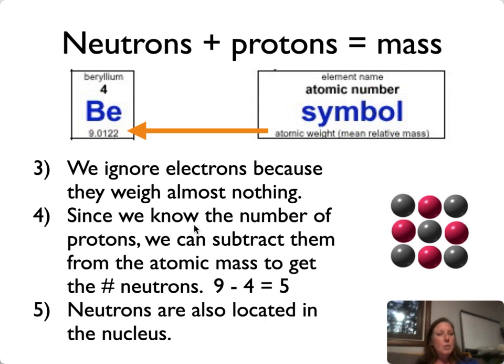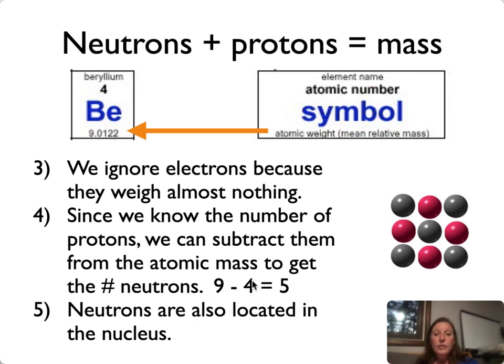Now, you're probably wondering how I went from 9.0122 to just a plain old 9. I'm going to talk about why the number that you see on the periodic table is not a whole number in the next video in this series. But for now, whenever you see the atomic mass here, you just round to the nearest whole number. So this is 9. Okay, so we have a total atomic mass of 9.